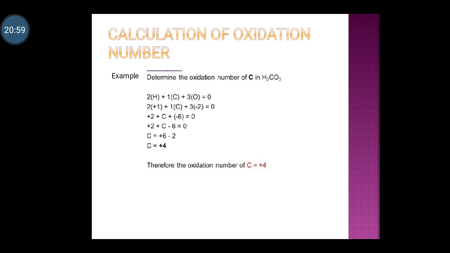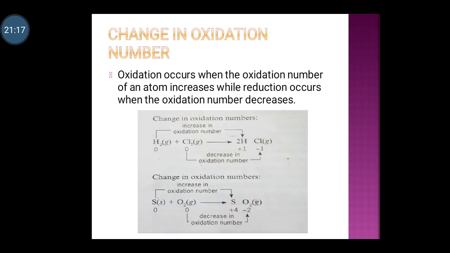Now, if this were a polyatomic ion, assuming it contains a minus 1 charge up on top, it will no longer equal 0 but might equal minus 1. Okay? So now, let us look at change in oxidation number. We can also define oxidation and reduction in terms of change in oxidation number.